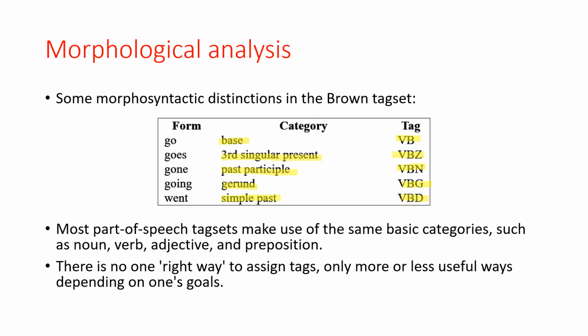This variation in tag sets is unavoidable since part-of-speech tags are used in different ways for different tasks. In other words, there is no right way to assign tags, only more or less useful ways depending on one's goals.